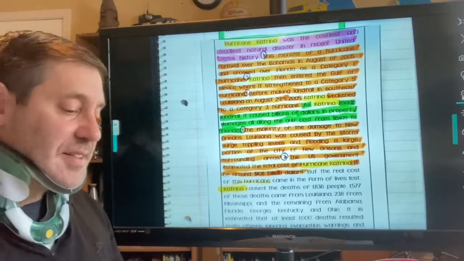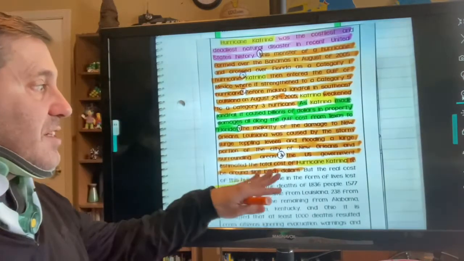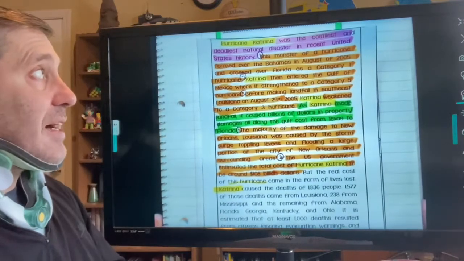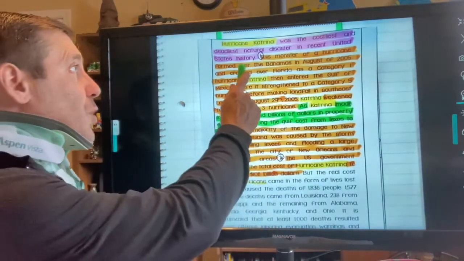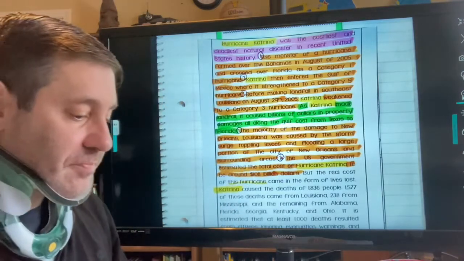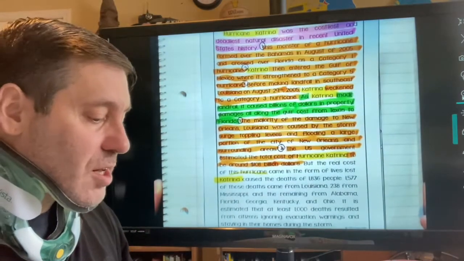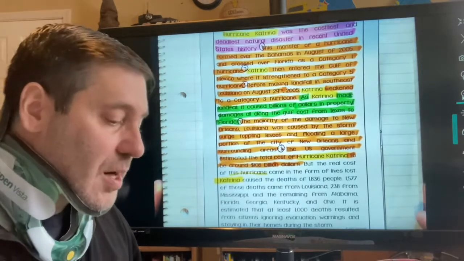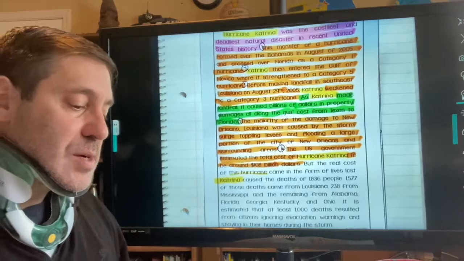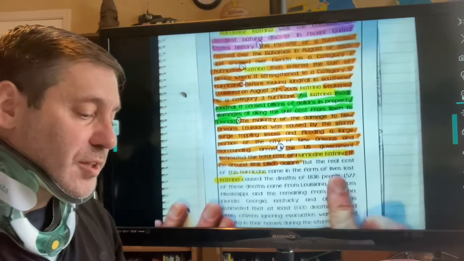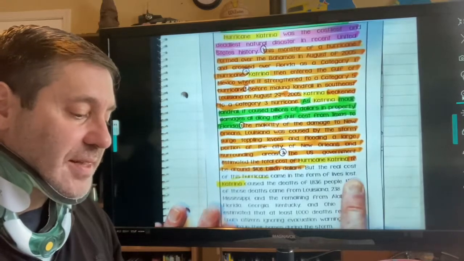Okay, this next sentence, let's see. Is this another supporting detail for how costly it was? Or are we transitioning on to our last category, which should be about how deadly it was? But the real cost of this hurricane came in the form of lives lost. All right, here again we see we're no longer talking about the cost. We're transitioning to the lives lost, which is how deadly it was.